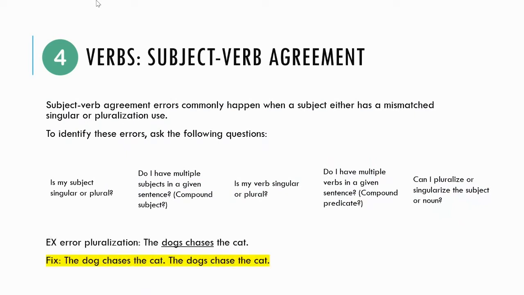An example of a pluralization error is as follows. "The dogs chases the cat." One possible fix for this is "The dog chases the cat," or "The dogs chase the cat." Notice how in the first example, if the noun dog is singular, the verb chases is singular as well. Or as with the second example, if the noun is plural, the verb becomes plural. This is the beauty of subject-verb agreement.